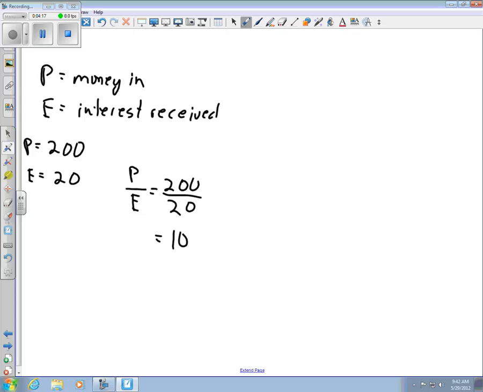What's interesting about that is if you inverted it, E over P is equal to 1 over 10, which equals 10%. So when you're looking at a PE, price earnings ratio, if you inverted it, you'd get the implied rate of return on your investment. So PE is price earnings ratio. Invert it, E over P will get you the earnings per share at that price.